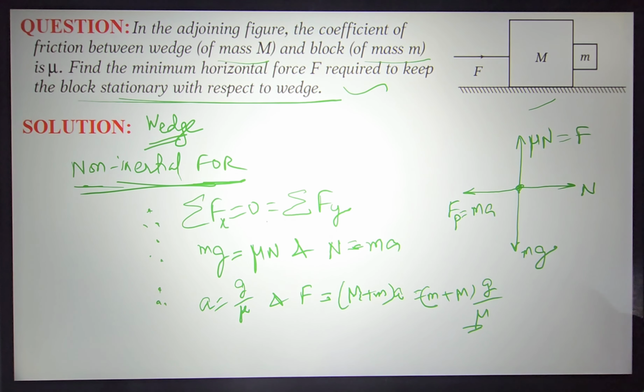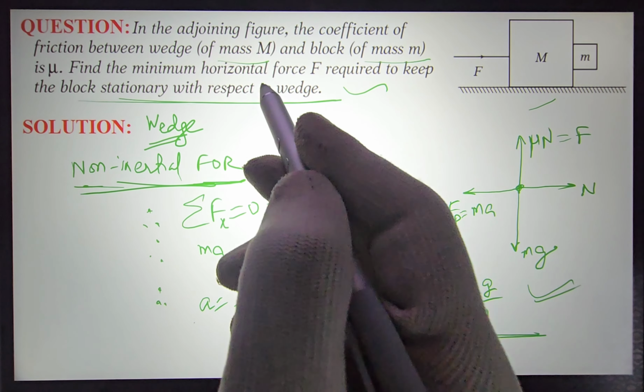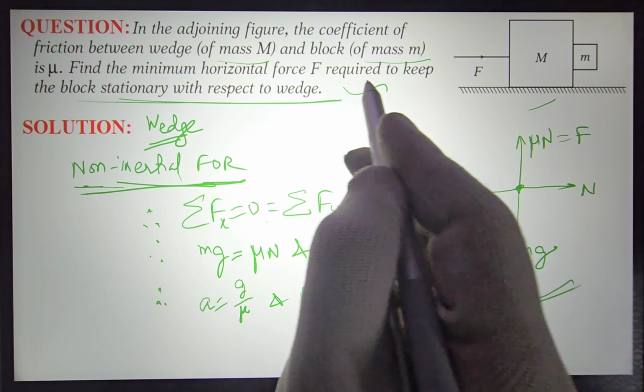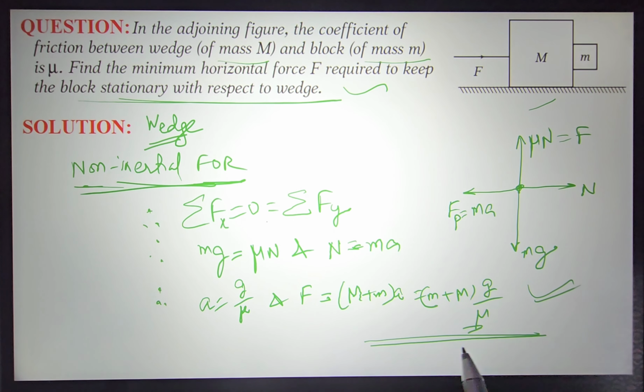Put the value of this. So from this particular expression we can calculate the value. This is what is required: you have to find the minimum horizontal force required to keep the block stationary with respect to the wedge. So this is the answer, equal to (small m plus capital M) into g upon mu. So this is the final answer, friends.